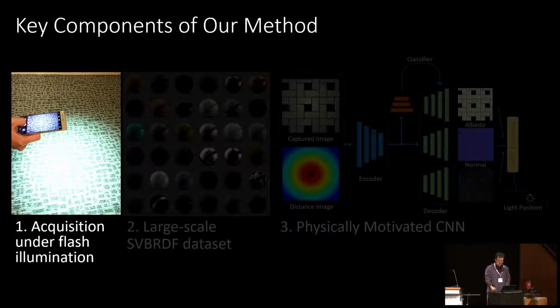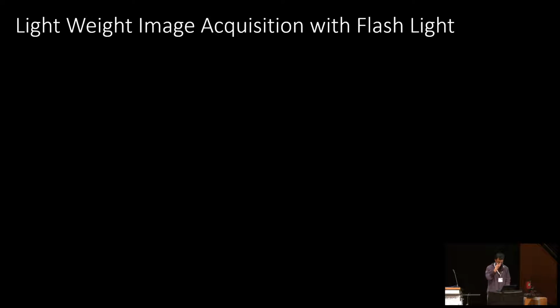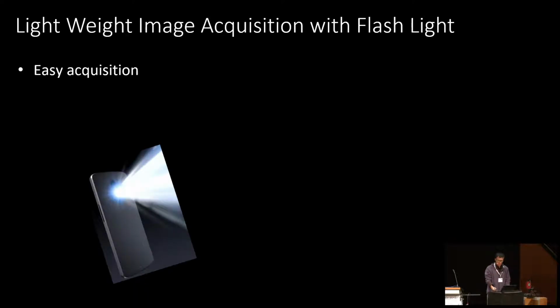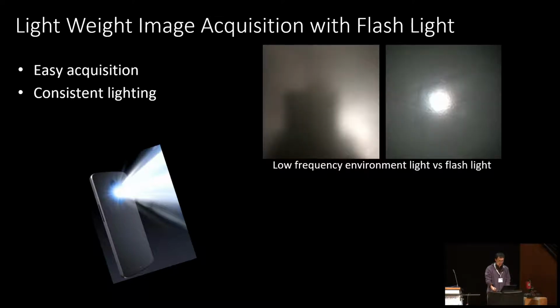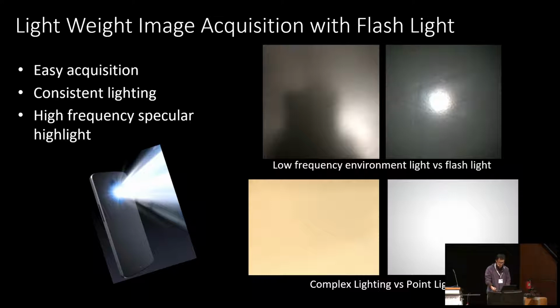Starting with our image acquisition method, we capture the images using a mobile phone with a flashlight. This has several benefits. First, it is easy to acquire. Every mobile phone with a camera and flashlight can be used to capture the materials. Second, it simplifies the illumination conditions by removing the shadows and complex lighting, and makes the BRDF reconstruction problem much easier. Third, the flashlight allows us to observe the high-frequency specular highlights, which are very important for material reconstruction.